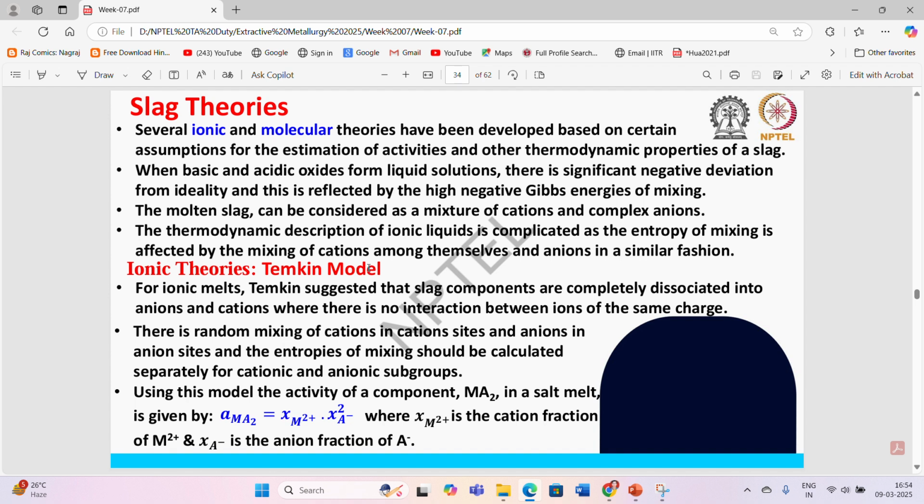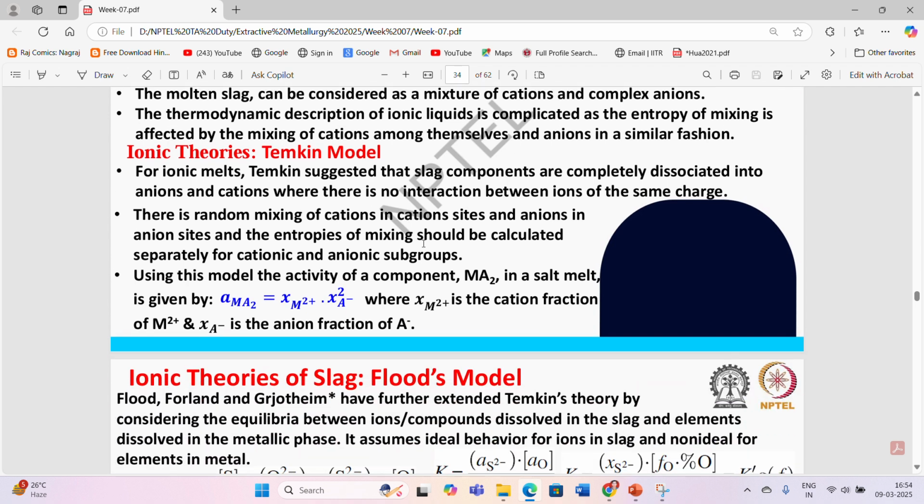When basic and acidic oxides form liquid solutions, there is significant negative deviation from ideality, and this is reflected by the high negative Gibbs energies of mixing. The molten slag can be considered as a mixture of cations and complex anions. The thermodynamic description of ionic liquids is complicated, as the entropy of mixing is affected by the mixing of cations among themselves and anions in a similar fashion.